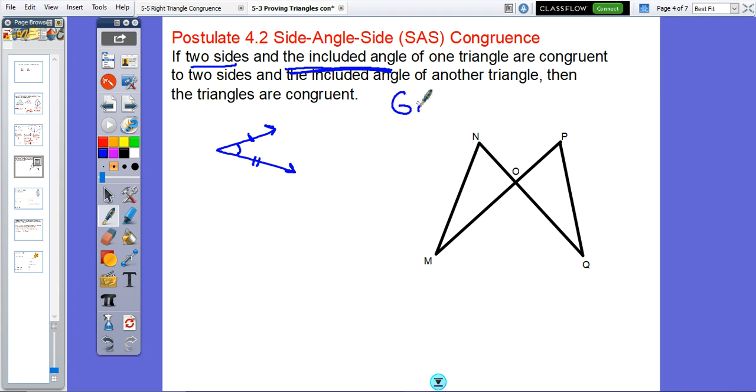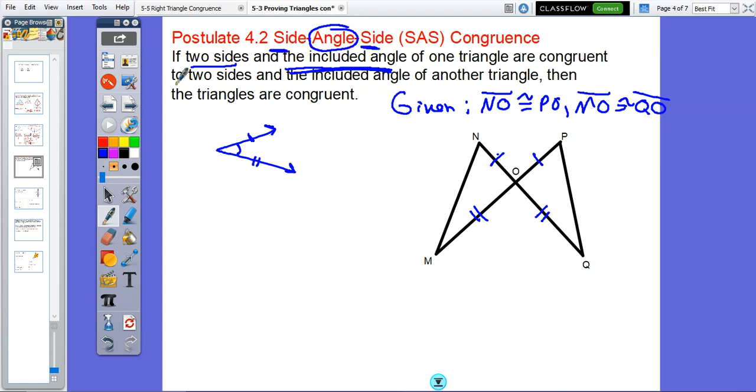So we're going to use this as our information. I'm going to write some given information. We say NO is congruent to PO and MO is congruent to QO. So we're going to assume this is given to you. Let's go ahead and mark what we know: NO to PO and then MO right there to QO right there. So we got the 2 sides that we're referring to, this and this.